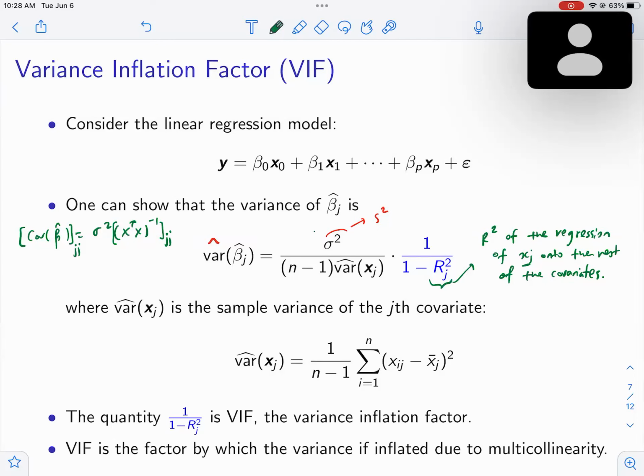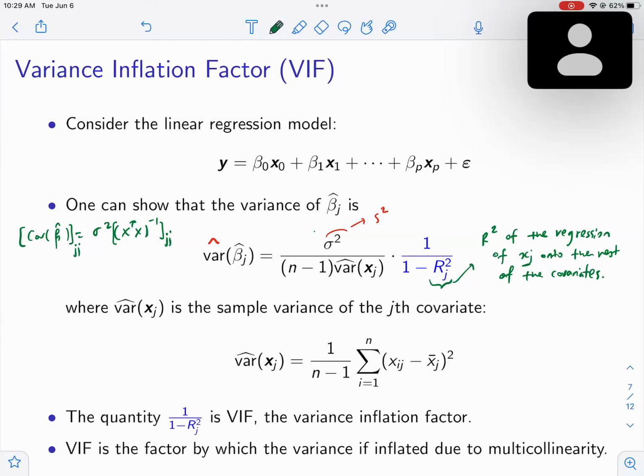If R squared j is 0, then this factor is just 1, there's no inflation. If it is close to 1, the denominator gets close to 0, and 1 over that goes to infinity. So you can get very large variances as this R squared j approaches 1.